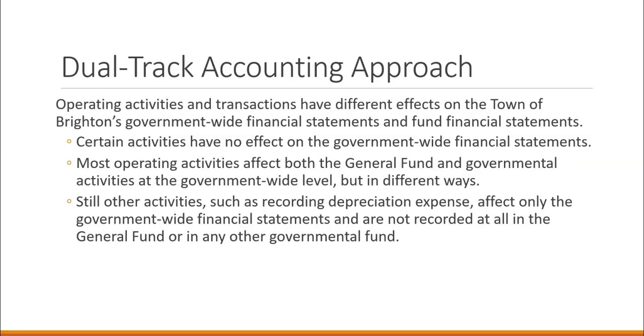Often government entities just do the modified accrual. Then at the end of the accounting period, they have to do a conversion, which we're going to look at in chapter 9. To avoid that and to really look at how this impacts, the textbook uses this dual track approach where we're going to look at the impacts side by side.